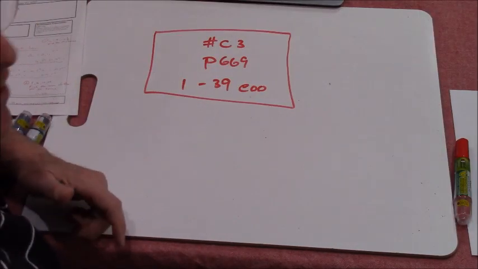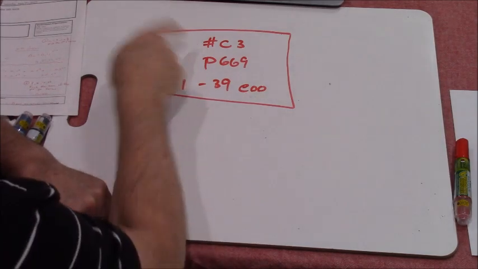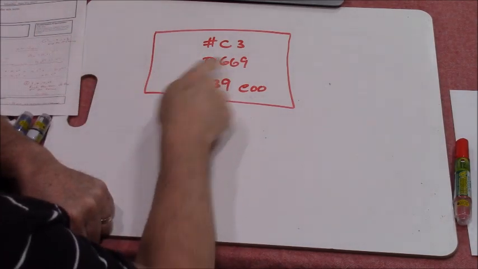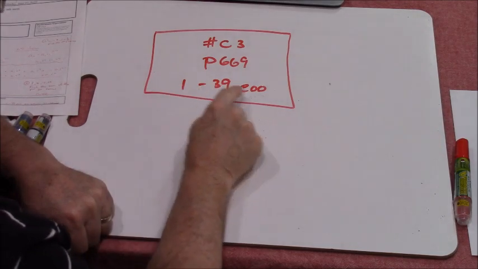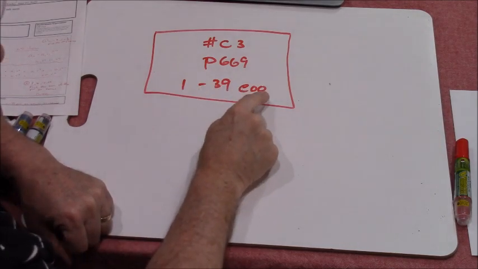All right, so that's all we have for today. So this would be our third assignment. It's on page 669. We're going to do 1 to 39, every other odd.